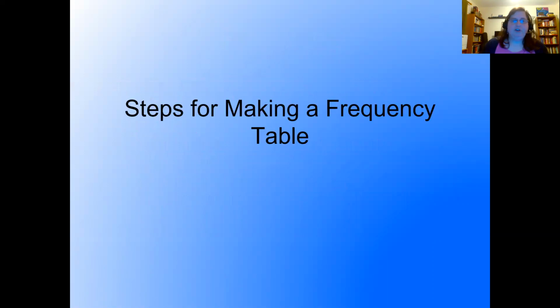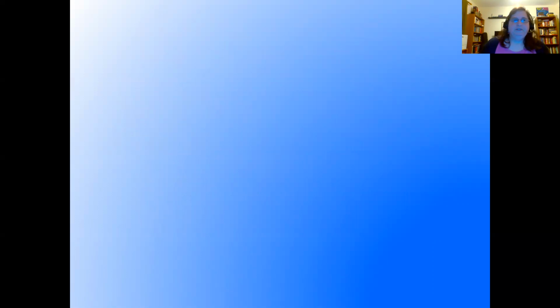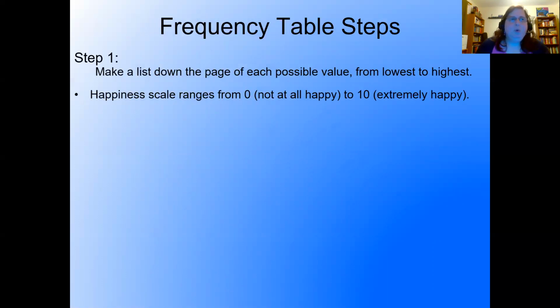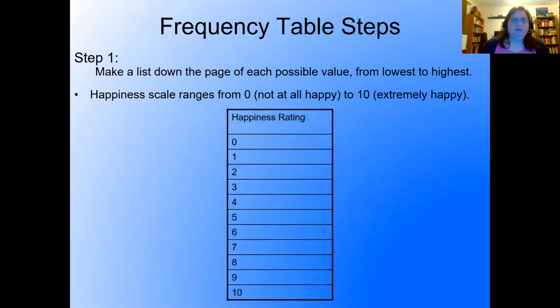Okay, so here are our steps for making a frequency table. Step 1. Make a list down the page of each possible value from lowest to highest. Now in our example today, we're going to be talking about people's ratings of happiness with where they are living. Okay, so this is a bunch of college students and we're asking them, how happy are you with where you're living? 0, not at all happy, to 10, extremely happy. Okay, so here's our scale that goes from 0 to 10.